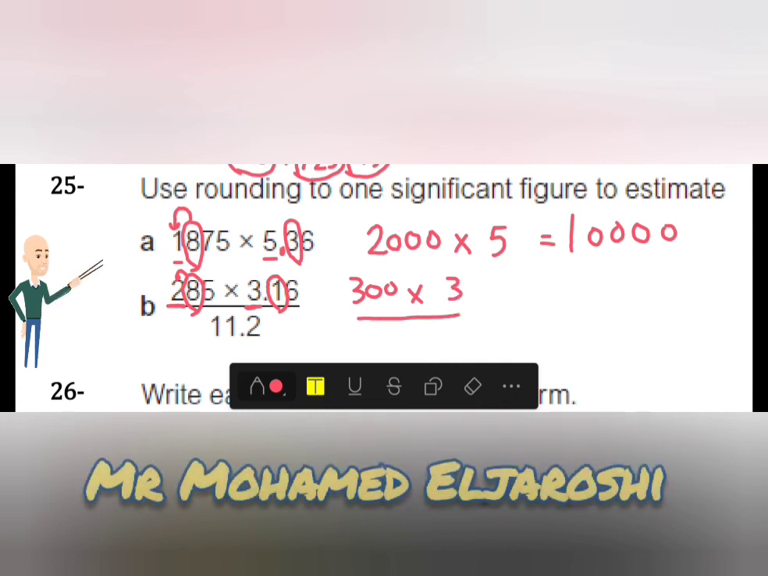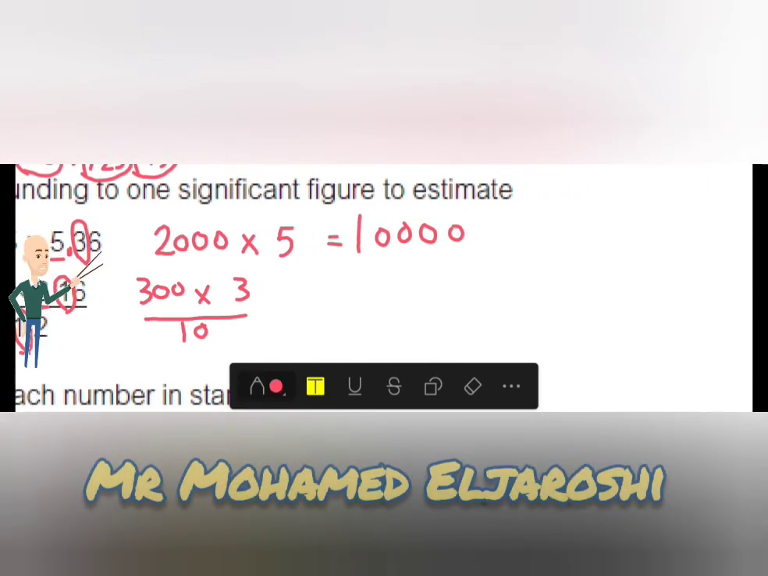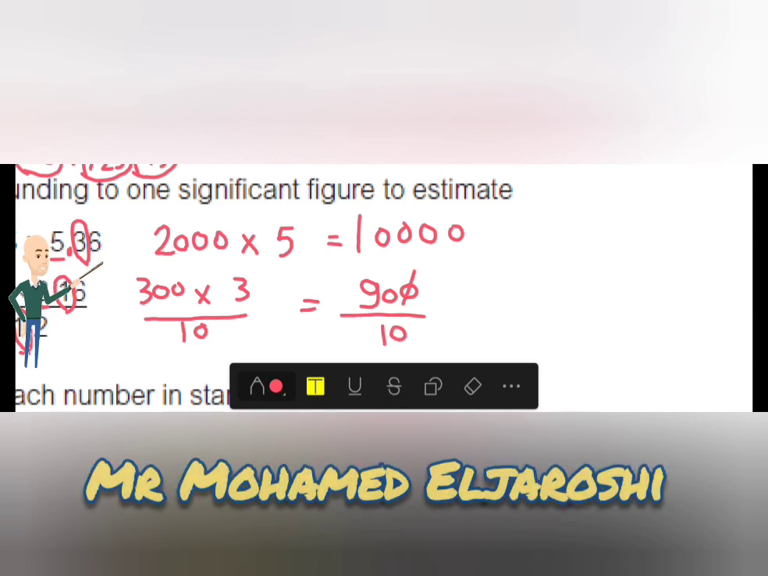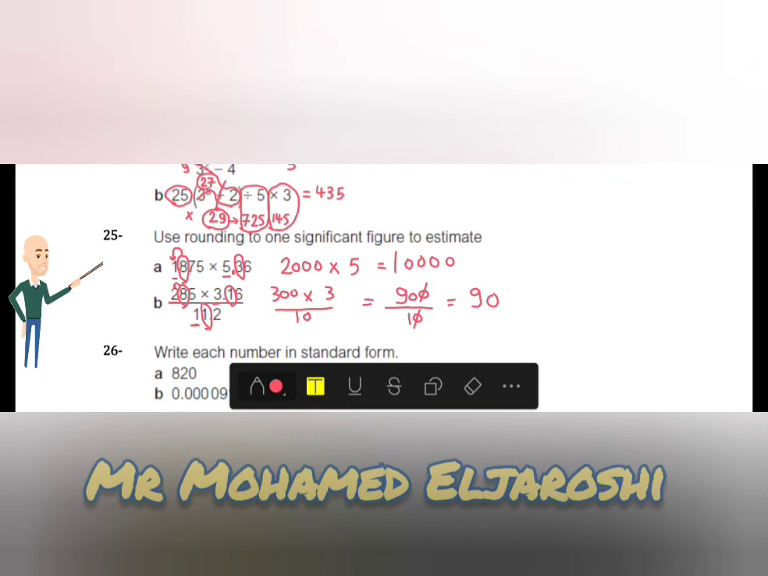And then divided, the first significant figure is 1, yes, and the 1 is small, so we don't add anything to the 1, it's going to be 10. Very good. And then we finish this. 300 multiplied by 3 equals what? Very good, 900. And then 900 divided by 10. Here we have the 0 goes with a 0, and the answer will be 90. And this is how you answer a question like this.